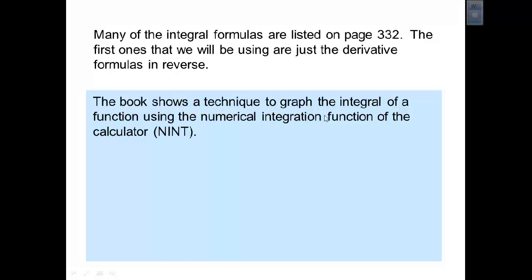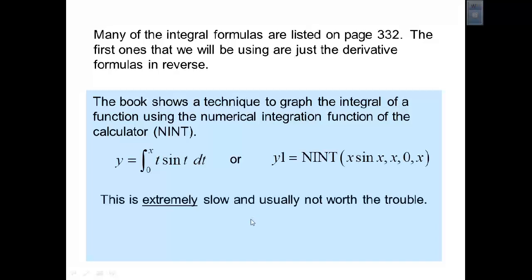All right, the book shows a technique to graph the integral of a function using a numerical integration formula. That thing takes forever, and you don't typically have to graph the integral. It's a lot easier to take the indefinite integral and then graph it.